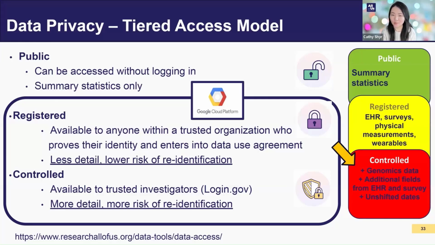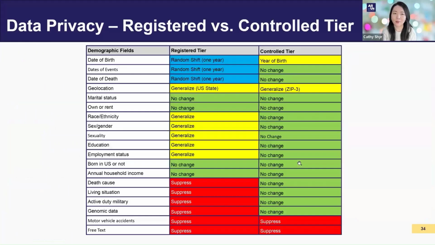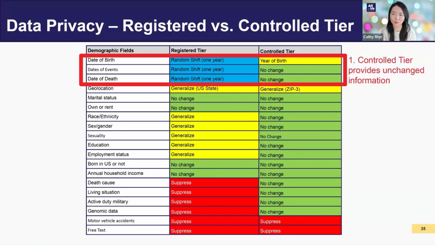To give everyone a better idea of what exactly that means, here's a table with a number of different demographic fields across the registered tier and the controlled tier. Now, there are three major takeaways. The first takeaway is that the controlled tier provides unchanged information. If we look at different fields, for example, date of birth and date of events, in the registered tier, we do randomly shift those dates by up to 1 year while maintaining the temporality in the data. However, in the controlled tier, we do not make any changes.